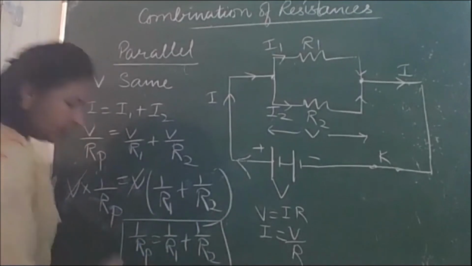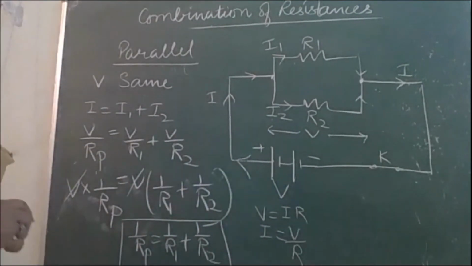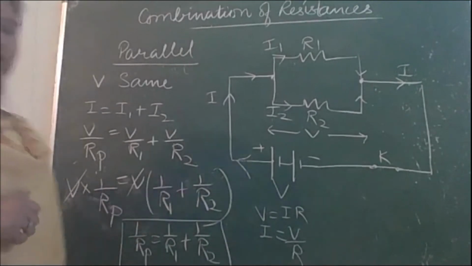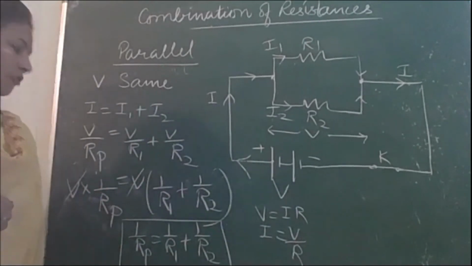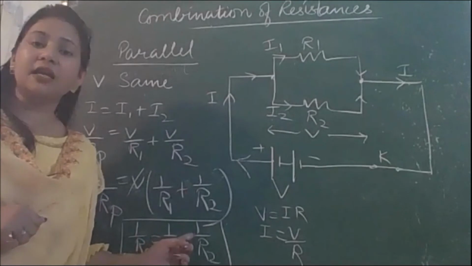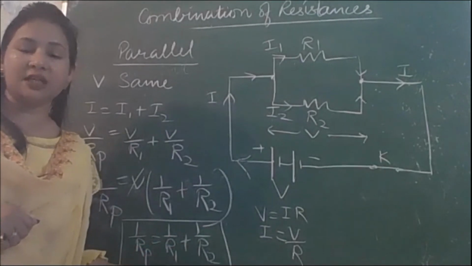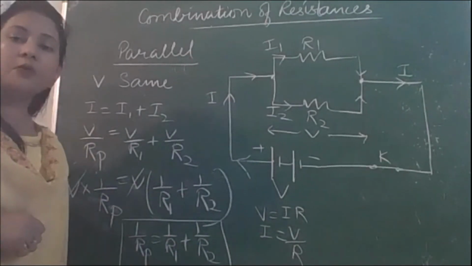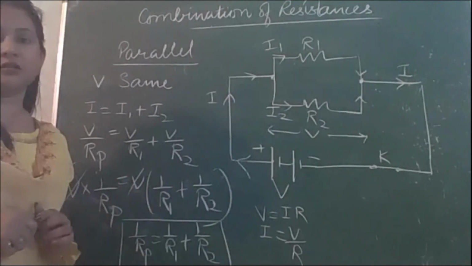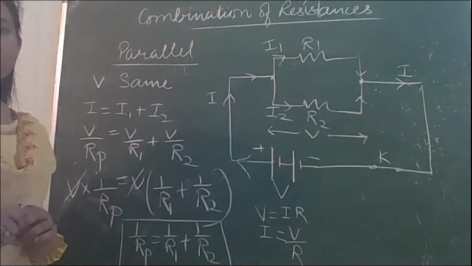So this is how we calculate the equivalent resistance in parallel combination. We'll add the reciprocals of individual resistances to get the reciprocal of equivalent resistance. So learn this. Okay?